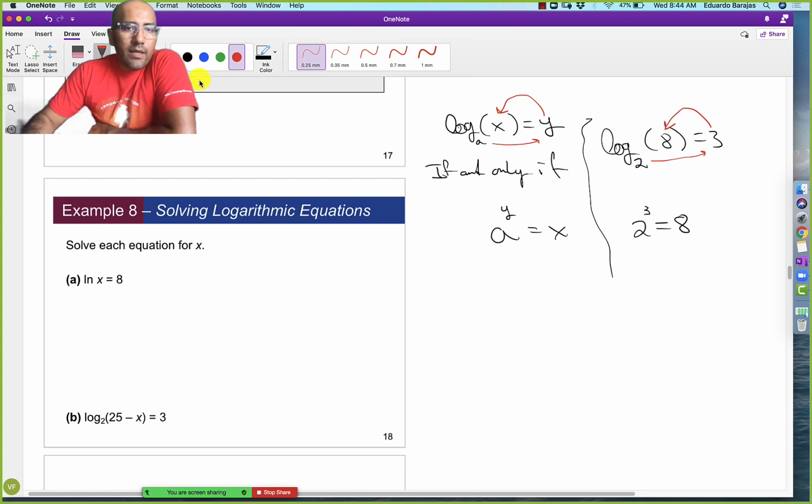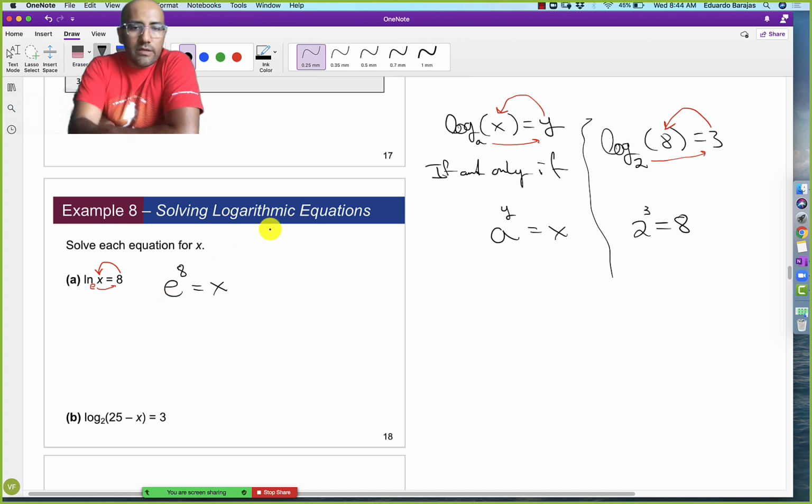Okay, so that's what we want to apply here. Remember, ln is log base e, so there's a little e there. E to the power of that guy must be this guy. And that's it. That's all you have to do for this one. E to the power of 8 is equal to x. This is just some number. I can just use my calculator to find it. This is just e times e times e times e multiplied by itself 8 times. Questions? No? Okay. So we can use our calculator.